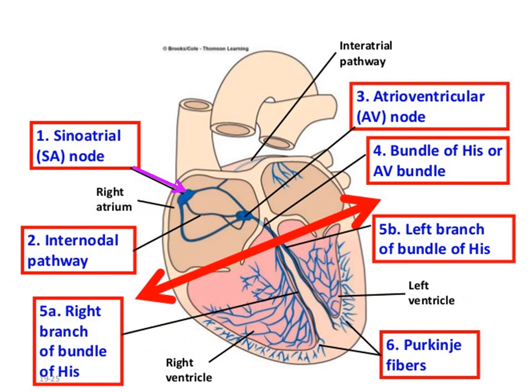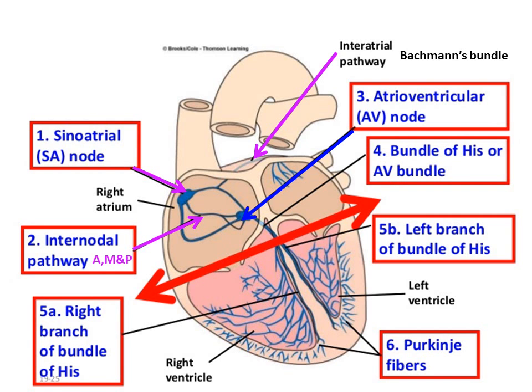So SA node, that is the sinoatrial node, finally divides mainly into four branches. One, the interatrial pathway through which it reaches the left atrium, and this is known as Bachmann's bundle. And it divides into anterior, middle and posterior internodal branches, which reach the AV node.